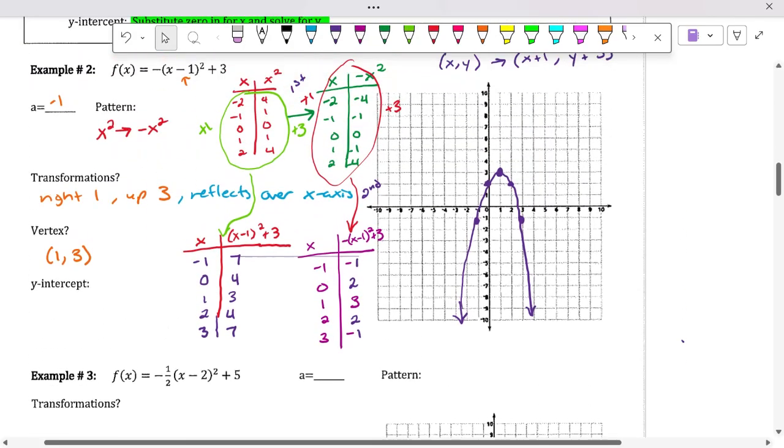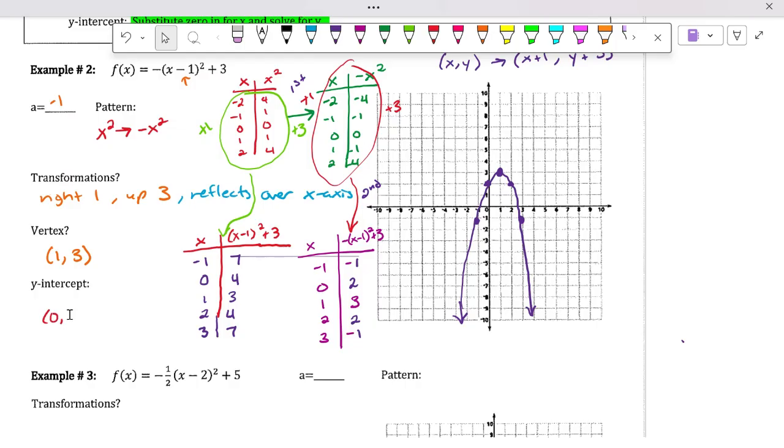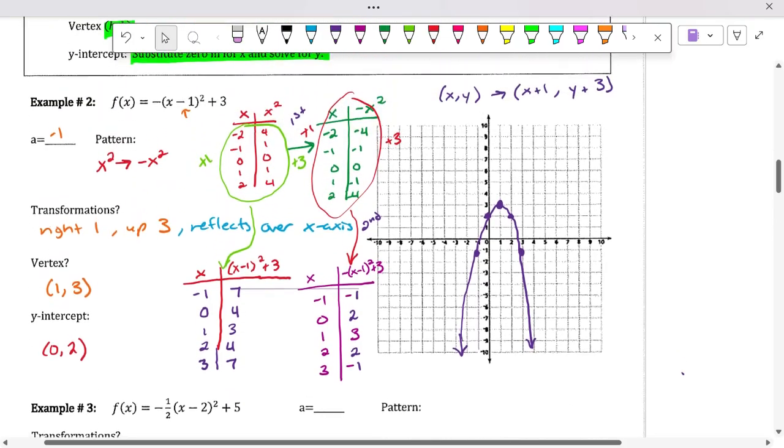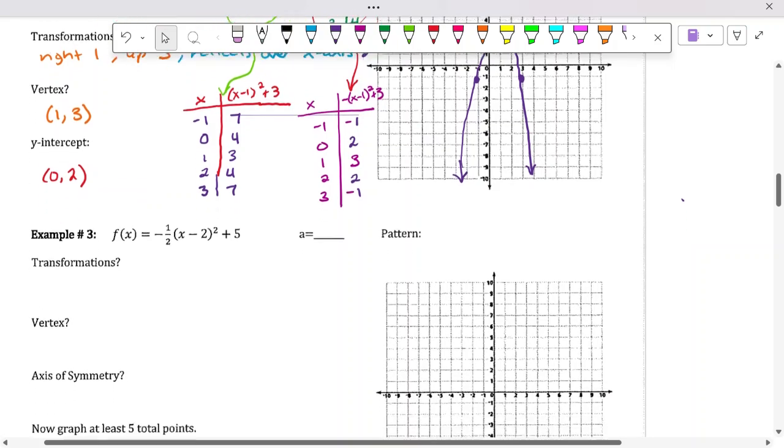So our y-intercept we already found, which is what? So without having to plug it in, 0, 2. Can you do all that just to find the y-intercept? No. You can just plug in 0 for the y-intercept.